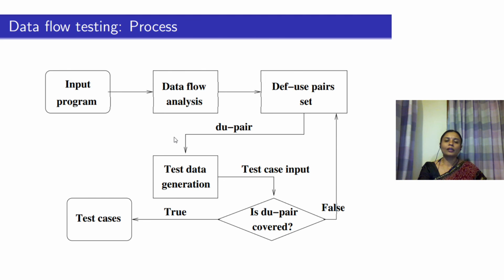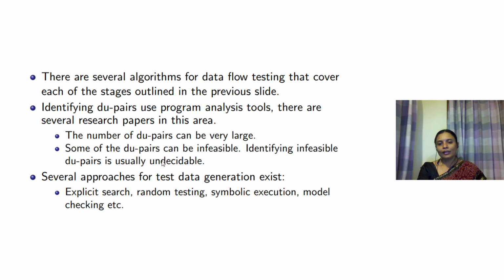But there are several algorithms for generating DU pairs and for test data generation. You can do explicit search, which is what I illustrated to you. You can get test data using random testing. We will see a bit of this later in the course. You can get the test data using symbolic execution. Symbolic execution is a very powerful testing technique, so we'll spend a lot of time on it later in this course. You can also use another technique called model checking. So these various techniques, one after the other, we'll see a subset of them, especially random testing and symbolic execution. That will help you to get data flow test cases.